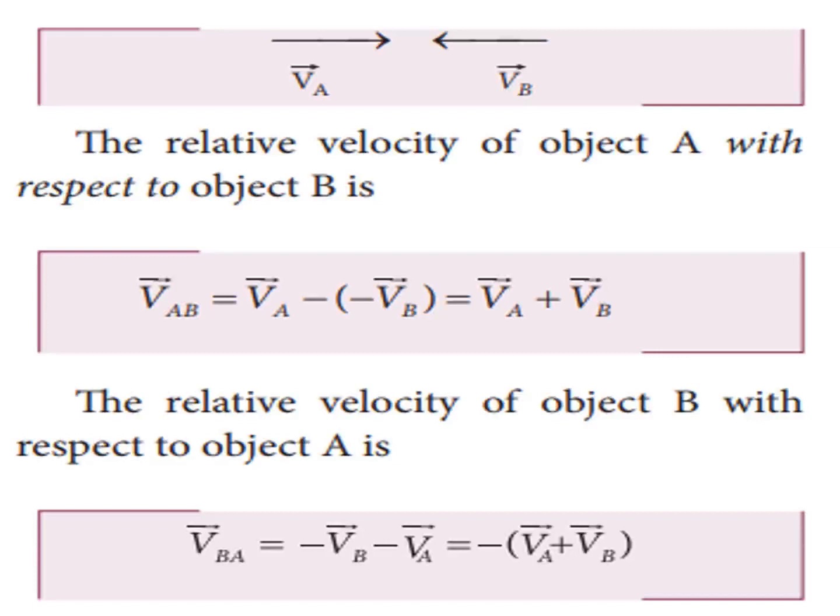Now consider another case: object A and object B moving with uniform velocities VA and VB along the same straight track but in opposite directions. See the slide, VA vector and VB vector, in opposite directions. So the relative velocity of object A with respect to B is VAB equals VA vector minus minus VB vector, which equals VA vector plus VB vector. Understand? And for the other, it is minus of VA plus VB vector. That is case 2.